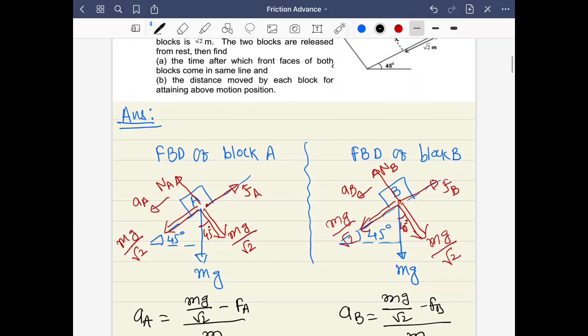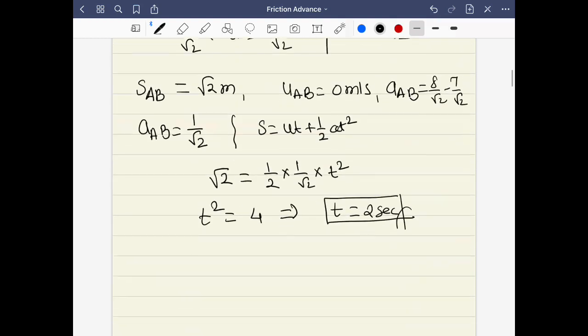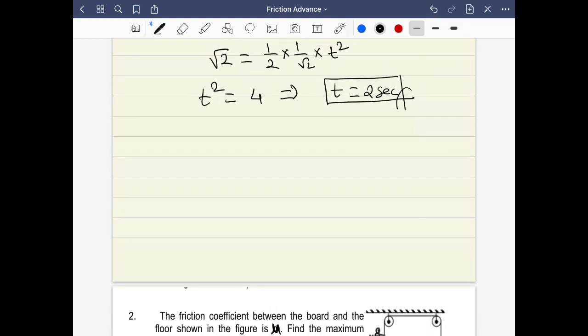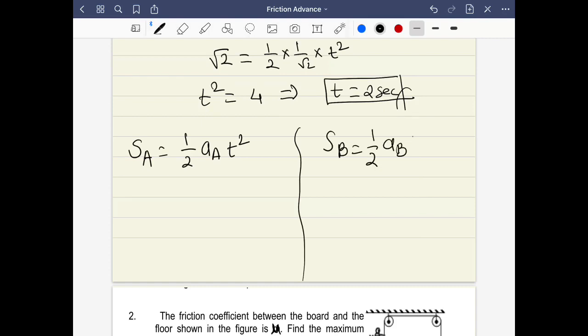And next, second question, the distance moved by each block for attaining the above motion. So the distance moved by each block, that is distance moved by A, will be half of acceleration of A into t squared, t just now we calculated, and the distance moved by B will be half of acceleration of B into t squared. And if you just calculate this, it will be half of A, A is 8 divided by root 2 times the t squared, that is 4.